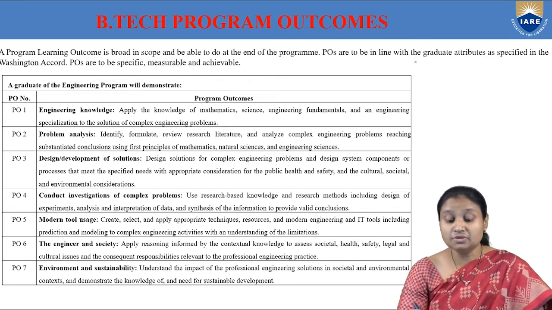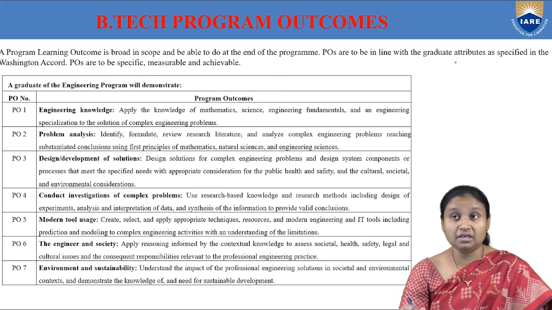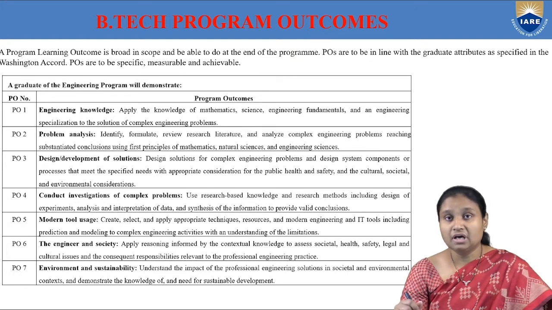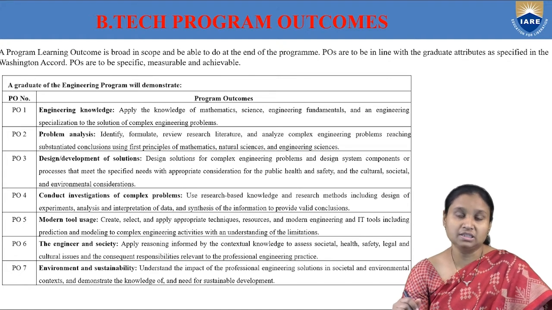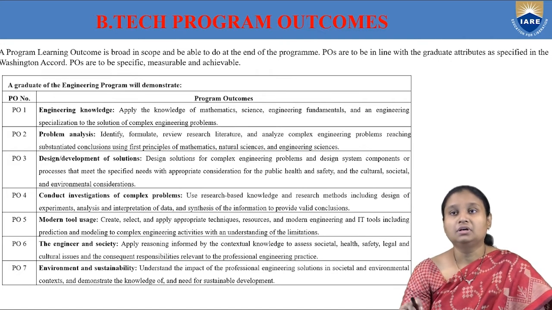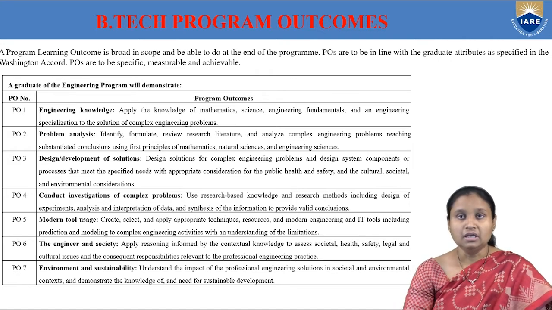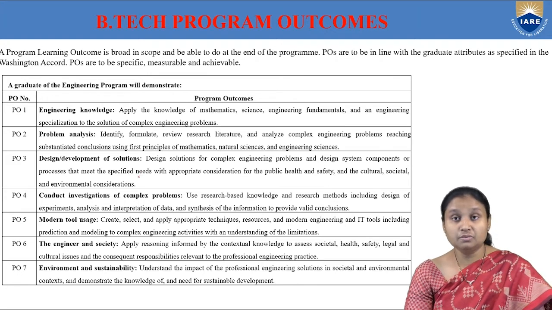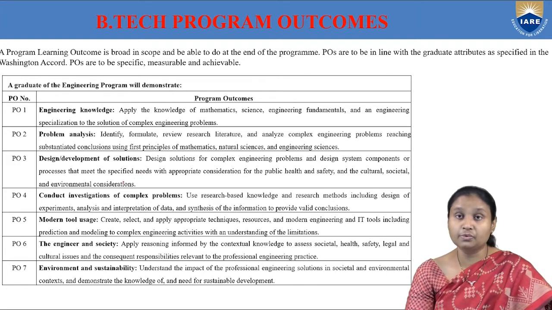And these POs are to be in line with graduate attributes as specified in the Washington Accord. And whatever POs are framed, they are to be specific, measurable and achievable. And these program outcomes are fixed for any branch of BTech. Okay, so as you can see, a graduate of an engineering program is going to demonstrate the following program outcomes.